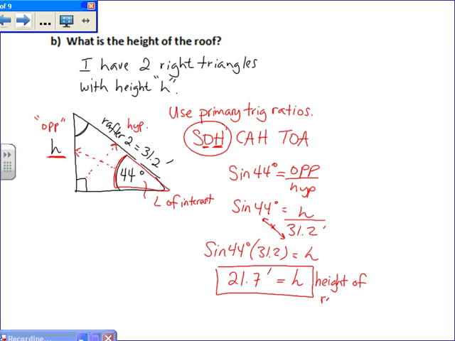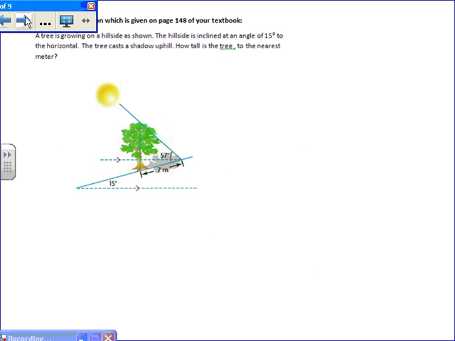I chose to use rafter 2, but you could have also used rafter 1 and used the right triangle on the left-hand side, and you would still get the same answer. You would just have a different value for your angle and a different value for your rafter. And there's my answer. Height of the roof is equal to 21.7 feet. Oh, sorry, there's no question C, just A and B.